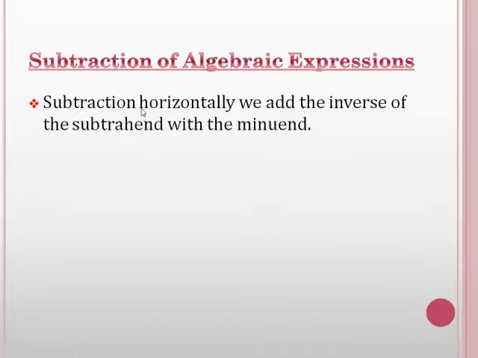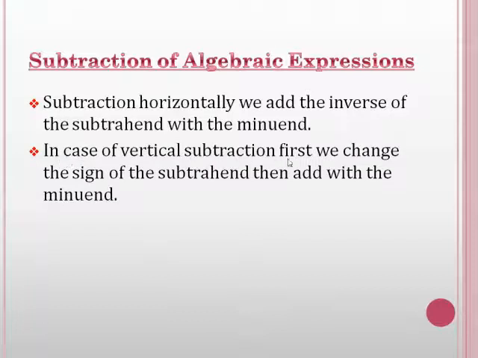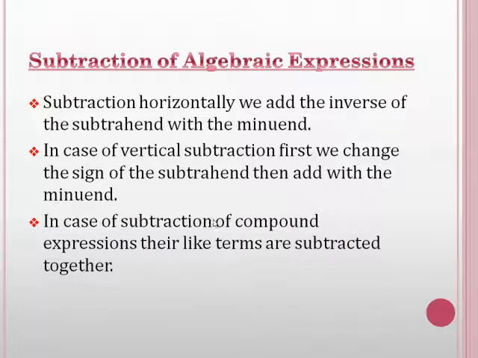Okay, students, here we are discussing the subtraction of algebraic expressions. In horizontal subtraction, we add the inverse of the subtrahend to the minuend. In the case of vertical subtraction, first we change the sign of the subtrahend, then add to the minuend. In the case of subtraction of compound expressions, their like terms are subtracted together.